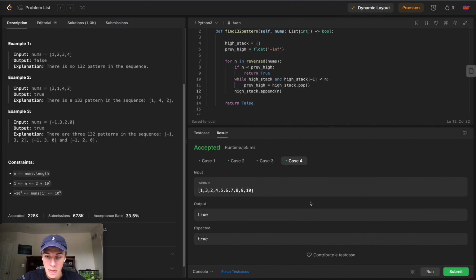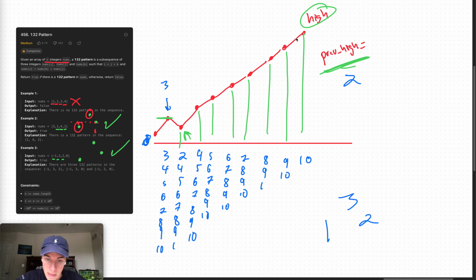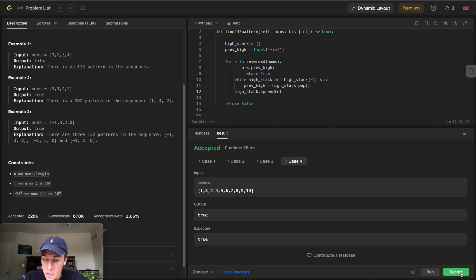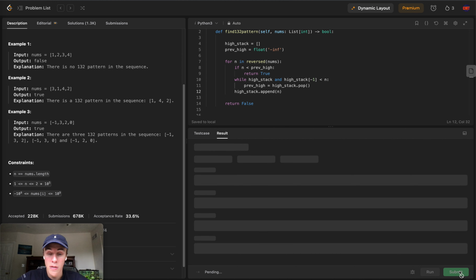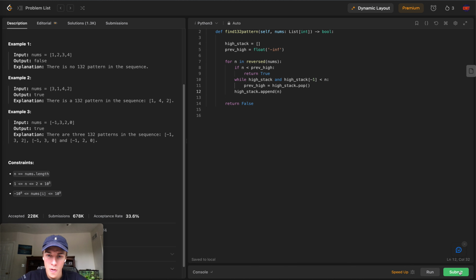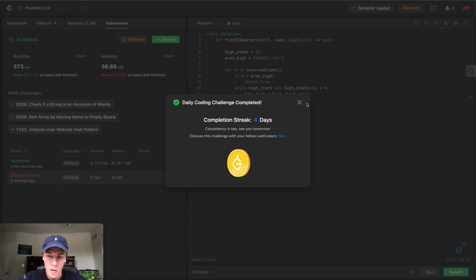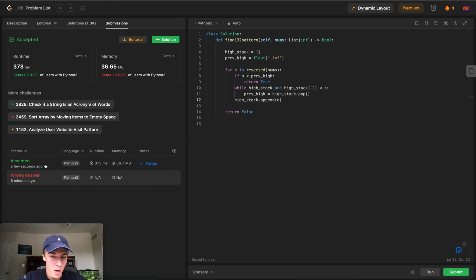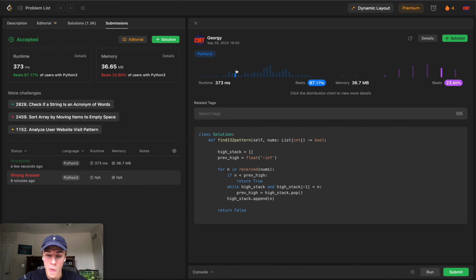So let's see if this modification takes care of that test case. It does. We've done exactly that. We've kept the stack consistently increasing, and only when we pop something do we say that we've populated this previous high. And okay, let's see if that works. Should work. Awesome. So this is an O(n) solution.